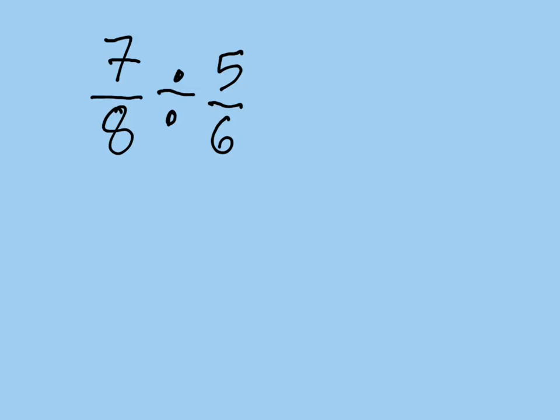So let's say we have 7/8 divided by 5/6. So if you remember, this divided by goes with the 5/6. So we are going to turn that dividing into a multiplication, because it is a mathematical fact that dividing by a number is multiplying by its reciprocal.